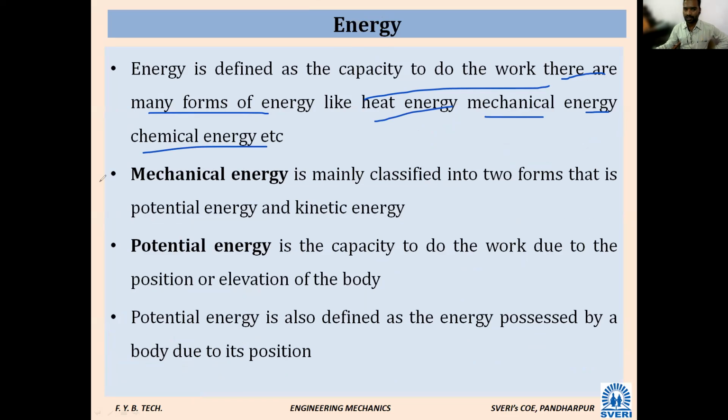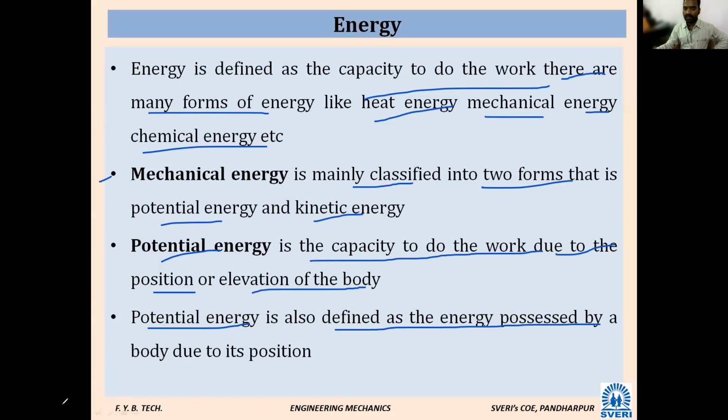So what is mechanical energy? Mechanical energy is mainly classified into two forms. One is potential energy and the other is kinetic energy. So what is potential energy? The capacity to do work due to the position or elevation of the body. Potential energy is also defined as energy possessed by the body due to its position. So these are the energy and the classification of energy. Okay, write down energy.